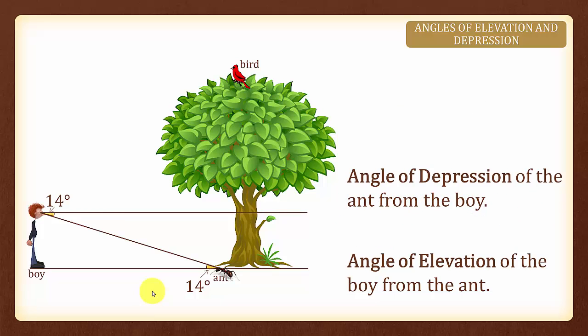Again, what do you notice about the angle of depression of the ant from the boy and the angle of elevation of the boy from the ant? Yes, they are equal. And again, it is because of alternate angles.